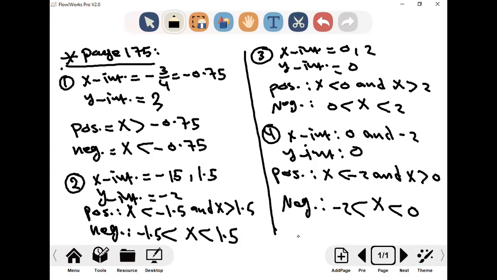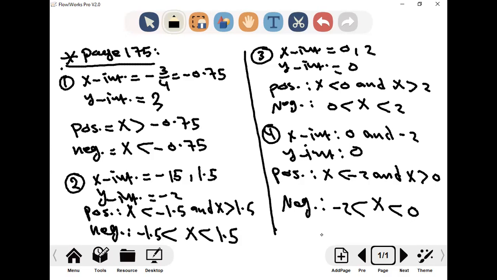One minute is too long. This is mathematics. You need to focus. Here you can say x is between, this one. Or you can use this sign, x more than and less than at the same time. This is question 4.